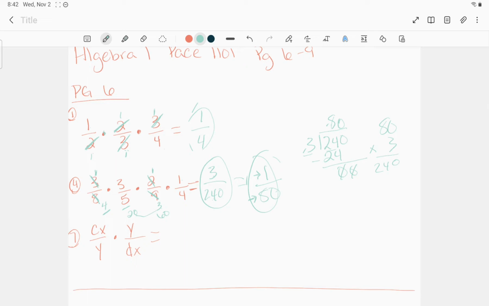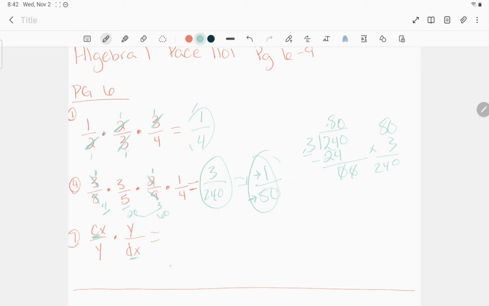Okay, and then jumping down to number 7. This is where we're starting to deal with some letters. Don't let letters panic you. You're just going to do the same process. So because this C, X, and this D, X are multiplied, that's C times X and D times X, you can cancel those X's. X goes into X one time, okay?